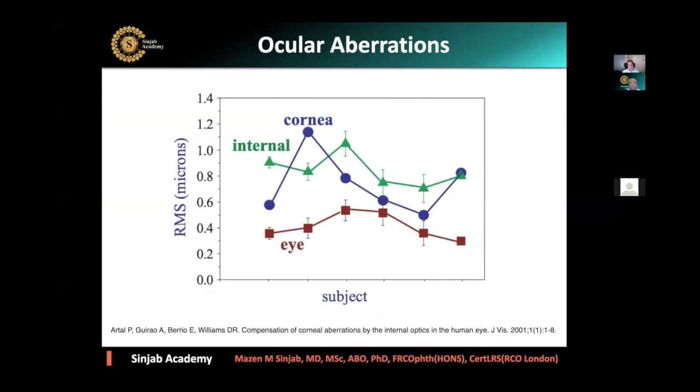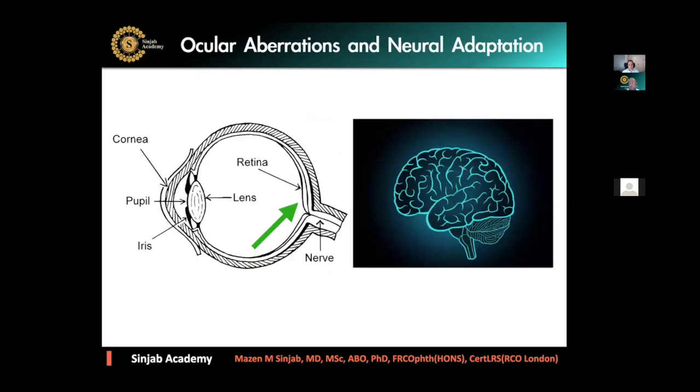In general, there are internal high-order aberrations compensating the corneal high-order aberrations in order to reduce or minimize the ocular aberrations to the minimum that can be adapted by neural adaptation. So everybody of us has native higher order aberrations that can be compensated by neural adaptation.